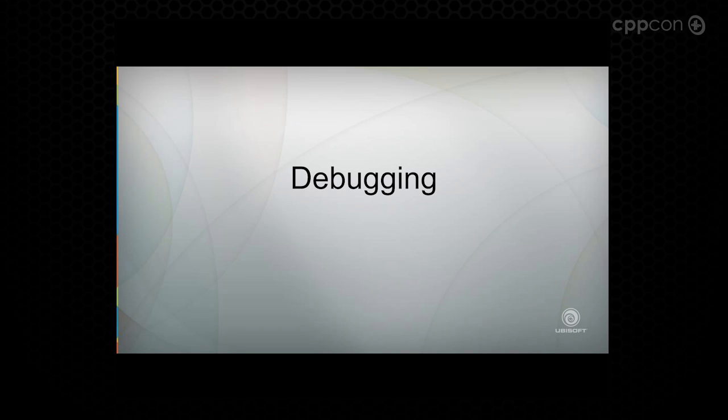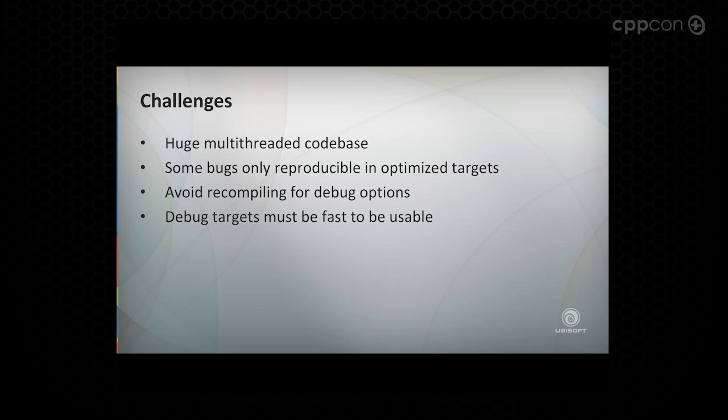When it comes to debugging, we have our own challenges as well. We have a huge multi-threaded code base. You can imagine, the same code base with sometimes over 100 programmers working at the same time in it. As a consequence, we have bugs that are only reproducible in optimized targets, since different tasks are running at so much different speeds. We want to avoid recompiling for debug options. We want to debug issues as they are occurring. The debug targets must be fast to be usable, because a game running at 2 FPS is no more a game. This is unplayable.